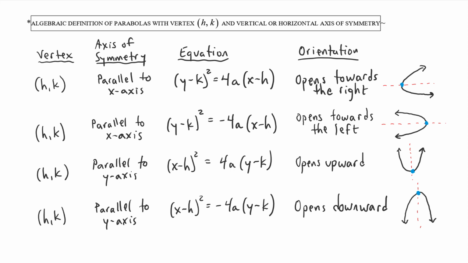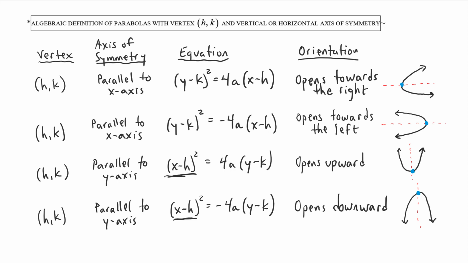The equations themselves are fairly easy to get the hang of. If the quantity that has x in it is being squared, those are the ones that open up and down. The way to remember that is those are the ones you're already familiar with. Back in algebra 1 and 2, mainly algebra 2, you did parabolas that opened up and down because those were functions. Those are polynomial functions of degree 2, and those had x being squared. So in those functions, y equals ax squared plus bx plus c, x was being squared. They were the ones that opened up and down.